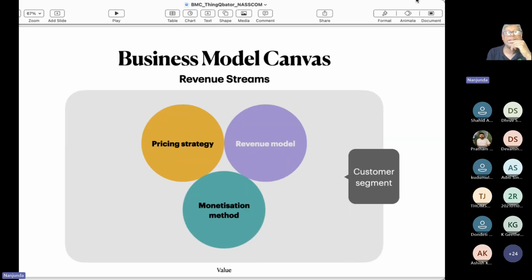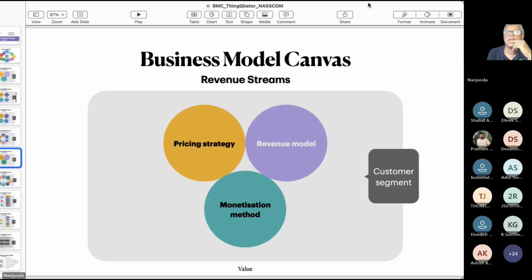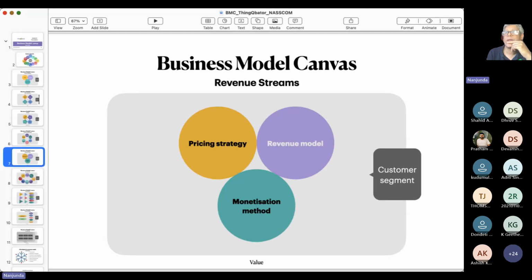You would have covered this, right? Revenue streams. Yes, sir. Okay. Any questions on this?